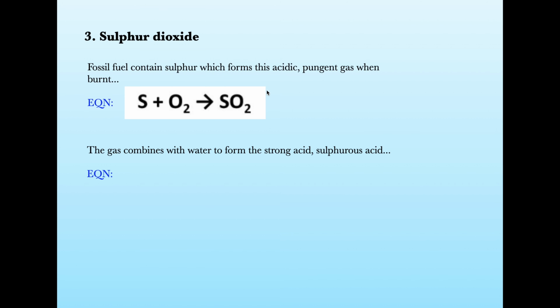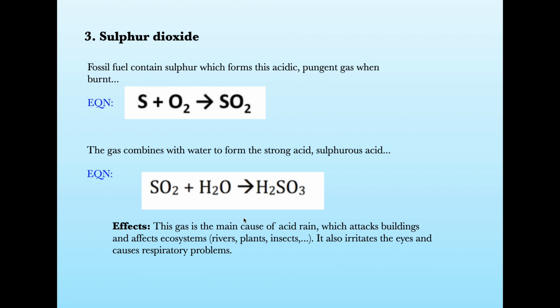This gas then is in the atmosphere. It combines with water in the atmosphere, with rain, and it produces the strong acid, sulfurous acid. Now remember, strong acids are those which completely ionize or dissociate in water to produce a high concentration of hydrogen ions. A weak acid only partially dissociates, but strong acids fully dissociate, or almost fully dissociate.